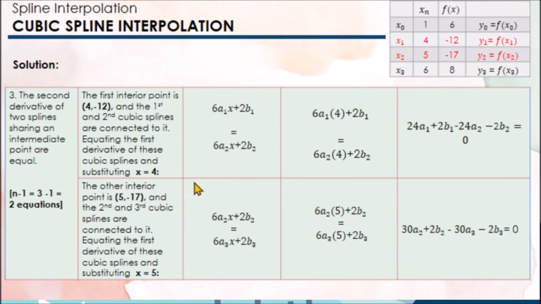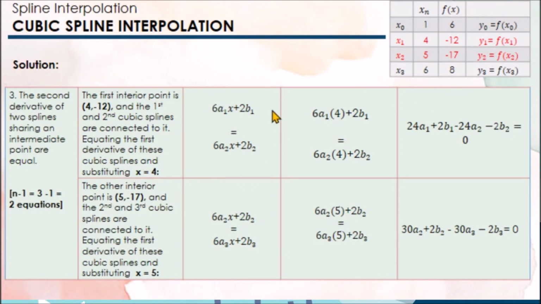So, ano ba yung intermediate points natin dito? So, again, yun lang dun ulit. So, we have 4, negative 12, 5, and negative 17. So, the first interior point is 4, negative 12, and the first and second cubic splines are connected to it. So, siya yung point na nagko-connect ng first and second cubic spline. So, kailangan natin i-equate yung second derivative of these cubic splines, substituting x is equal to 4.